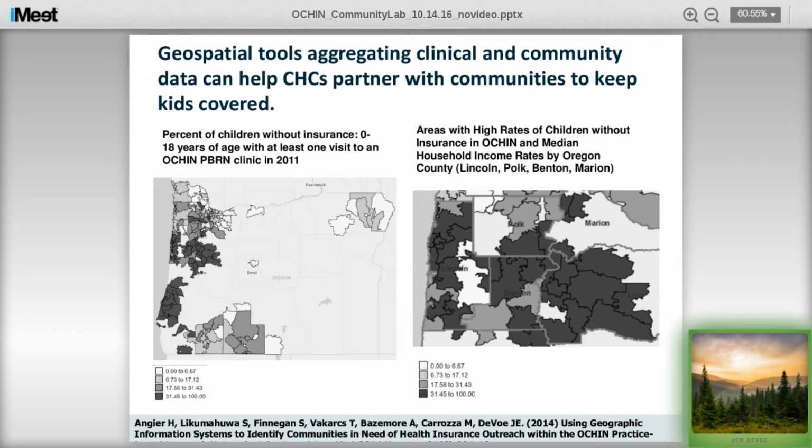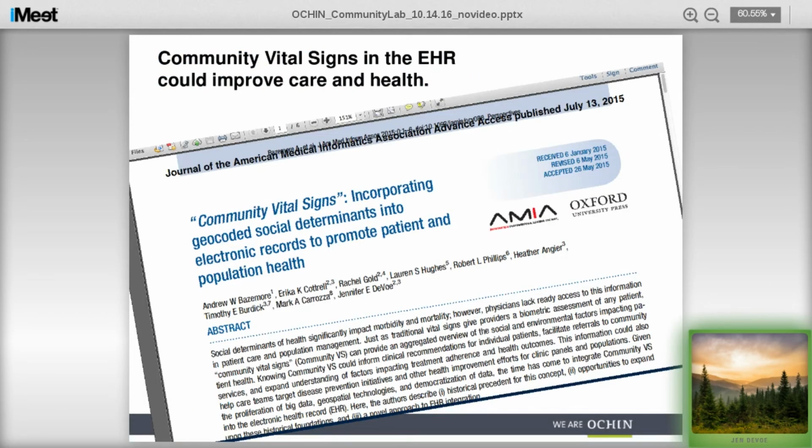We also were able to layer in income data. So we knew, wow, this neighborhood where the majority of our uninsured kids are from also has very low median household income. So it's likely that almost all of those kids qualify for a public insurance program. So how can we then go to those specific areas and do outreach to those populations?